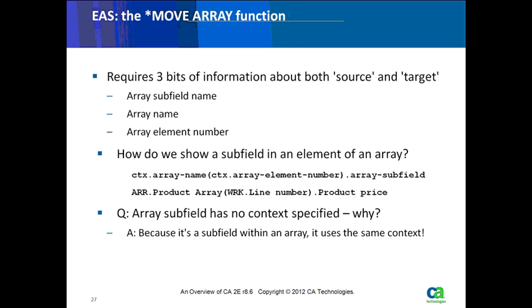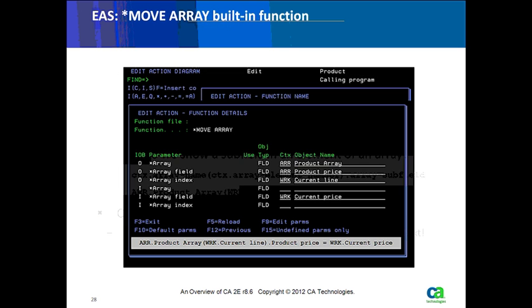So the syntax we chose is right here: from the product array at the element number, whatever number here, the work.line number. We want the product price. So we want to know what is the product price in the work.line number element of the product array. As an example, this is what the move array looks like.